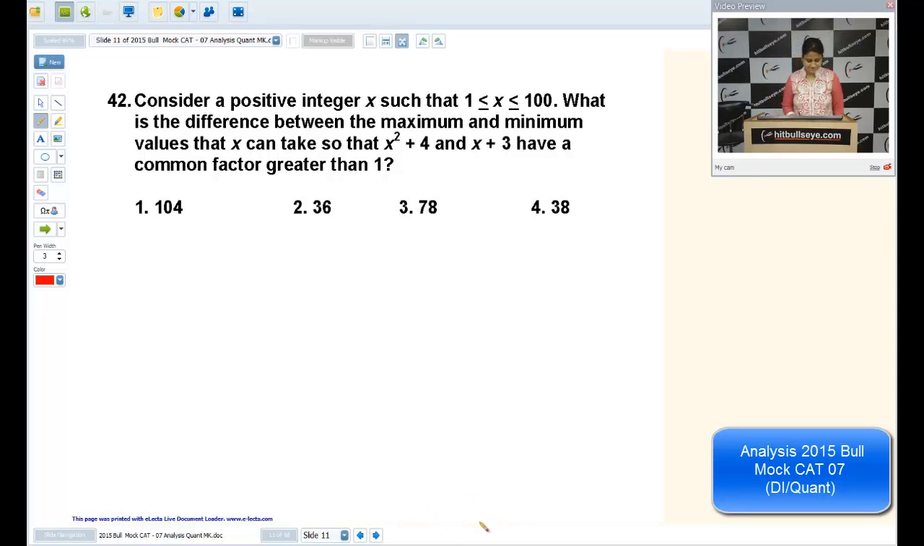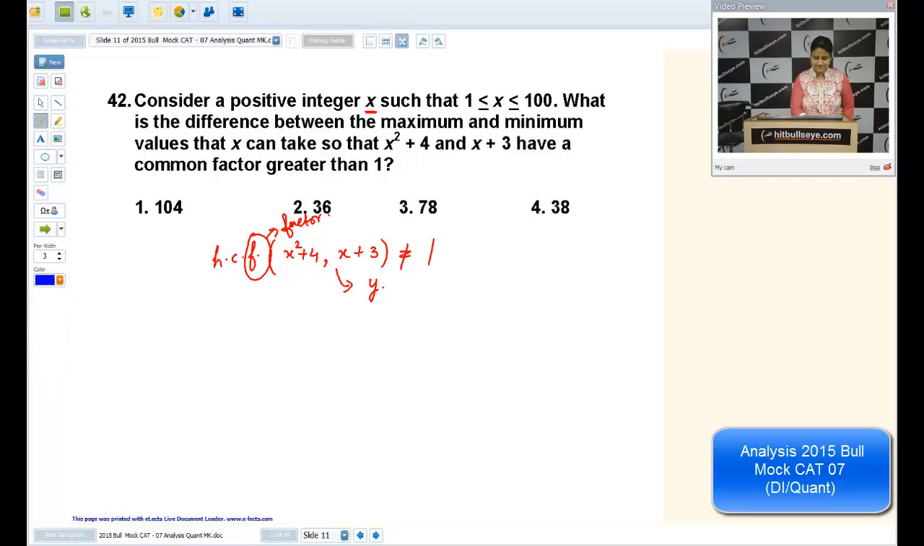42nd, okay. Consider a positive integer x. This range is given 1 to 100. What is the difference between the maximum and minimum values that x can take so that x squared plus 4 and x plus 3 have a common factor greater than 1? It means their HCF should be more than 1, that is, not equal to 1. Let this be anything, say y. What is the meaning of F in HCF? That is a factor.